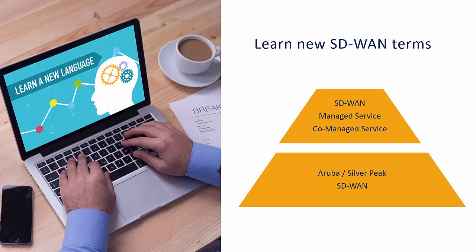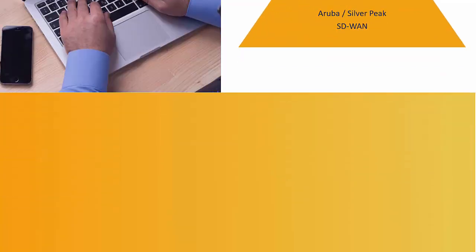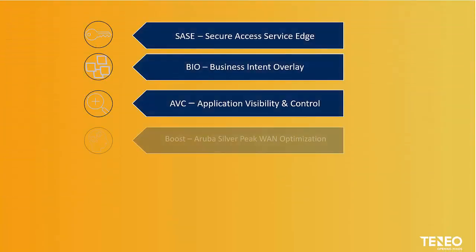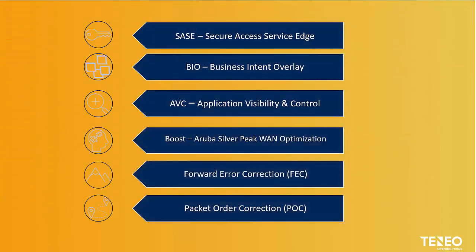At the conclusion of the video, you should understand the main SD-WAN building blocks to help fast-track your SD-WAN and Secure Access Service Edge initiatives. Coming up, we'll discuss business intent overlays, application visibility and control, WAN optimization and why that's still relevant, forward error correction, and packet order correction.